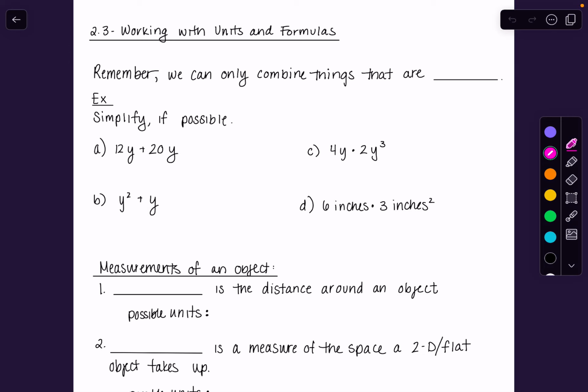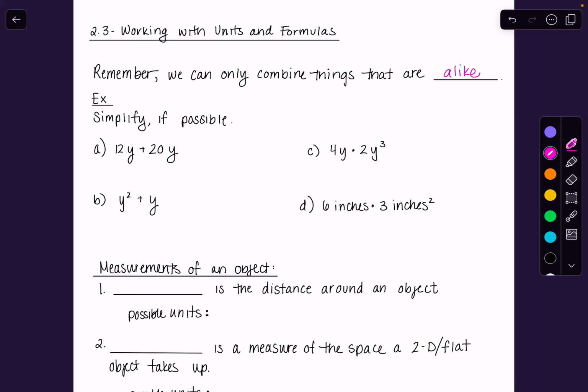The number one thing you have to remember now that we're working with more units, working with formulas, working with variables, is when we're combining things, we can only combine things that are alike. That means I can only add two things if they are identical quantities, or subtract. Multiplying and dividing, that's a bit of a different scenario, but again, I still only do the multiplication and division with the like quantities. So let's just get a refresher on that.